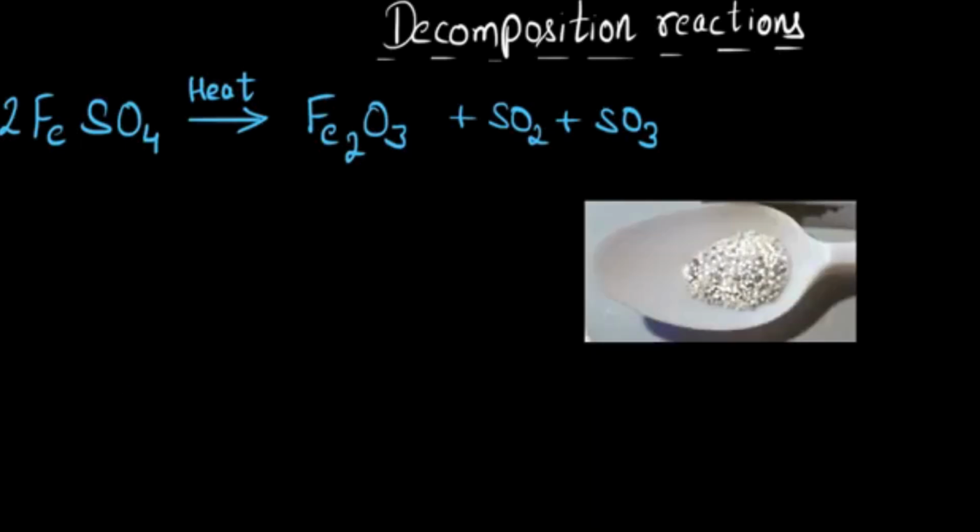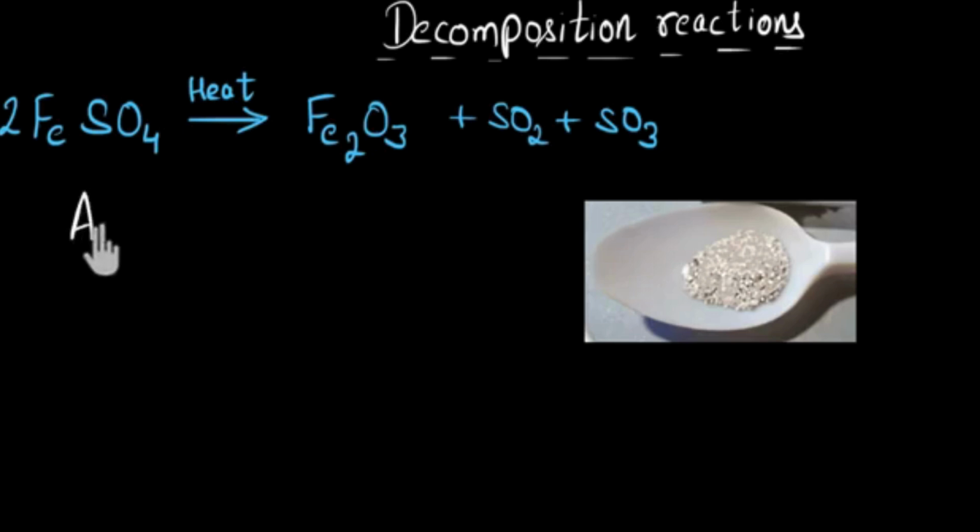Here I have a spoonful of silver chloride. It is a white powder, and I'm going to leave it under the sunlight. Now after a while, I see that the color has changed. It has become grayish in color. Now this color change tells me that there is some chemical reaction going on here. Let's write down its chemical equation to see.